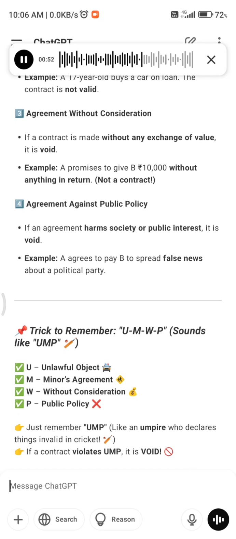4, agreement against public policy. If an agreement harms society or public interest, it is void. So example, A agrees to pay B to spread false news about a political party. Trick to remember, UMWP. Sounds like UMP. U, unlawful object. M, minor's agreement. W, without consideration. P, public policy. Like an umpire who declares things invalid in cricket. If a contract violates UMP, it is void.